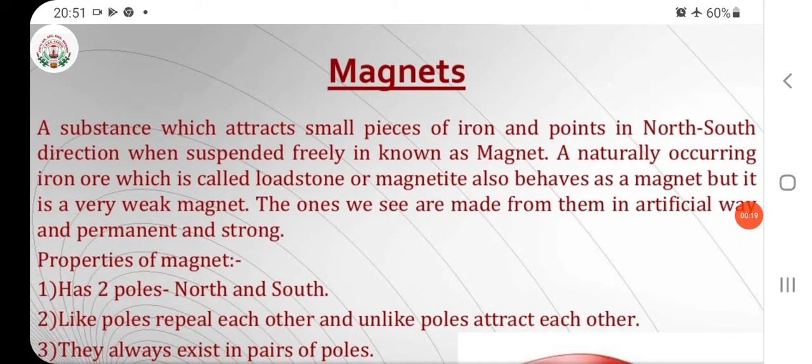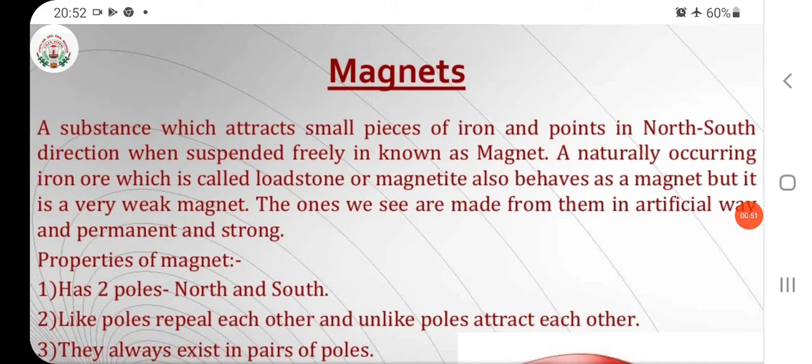What are magnets? As you know, a substance which attracts small pieces of iron and points in the north-south direction when suspended freely is known as a magnet. A magnet can attract small pieces of iron, nickel, cobalt, etc. And when you suspend it freely, it always points in the north-south direction. Such a substance is known as a magnet.